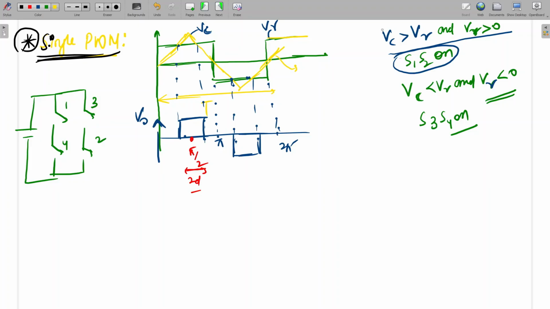So how will this logic work? This is the logic. If the carrier is greater than the reference, I have simply drawn this one, and the reference is greater than 0, it is satisfied from here to here only, for this duration. Then we have to turn on the S1 and S2 switches, so from here to here only we will apply the PWM to S1 and S2. Similarly, if the carrier is less than the reference and the reference is less than 0, these two conditions will be satisfied, then we will apply to S3 and S4. Is it clear?